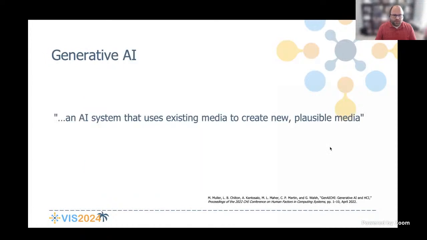I want to briefly pause here and reemphasize that we are working with the broader definition of generative AI, not just the popular LLM one. A generative AI system is any AI system that uses existing media to create new plausible media.